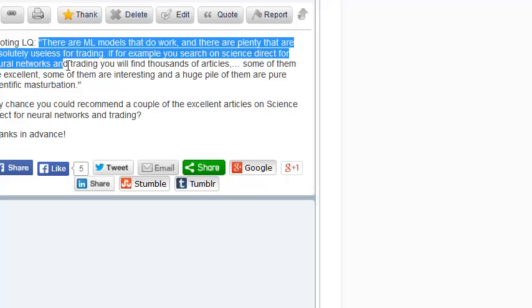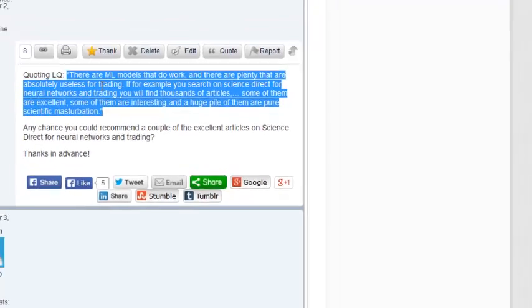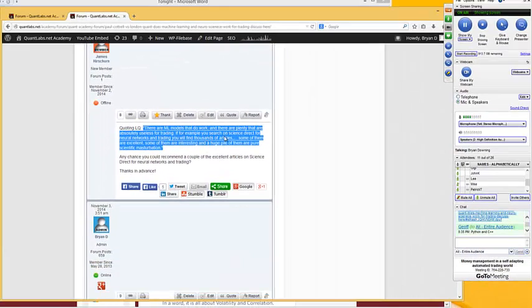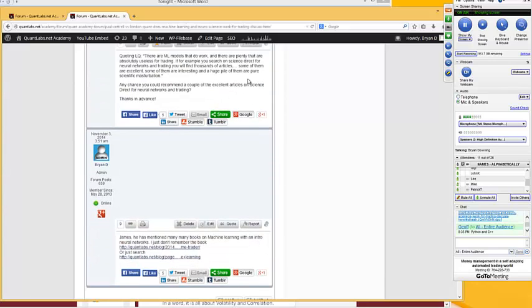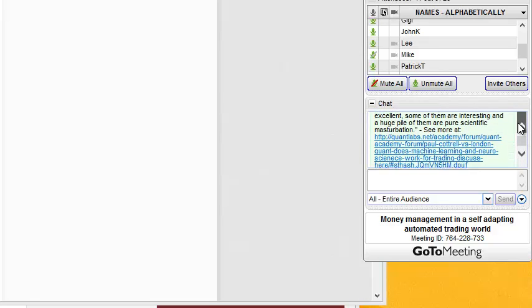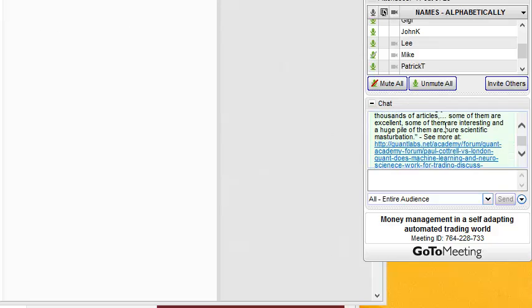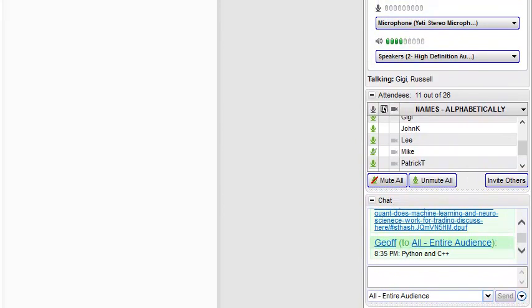Okay. This is what Lennon Quant said, and he's exactly right. Machine learning models do work, and there are plenty that are absolutely useless for trading. If, for example, you search on neural networks and trading, you'll find thousands of articles. Some of them are excellent, some of them are interesting, and a huge pile of them are pure scientific masturbation. So, for example, what I want to do is use machine learning to detect the regime of the market. With the output from the machine learning, I will use that as input into another kind of algorithm, and that will do the actual trading. Machine learning will just detect the correlation, not do the actual trading.